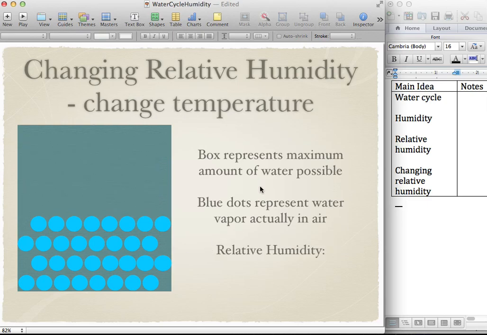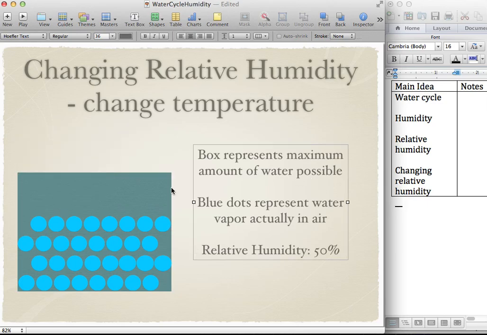Well, let's take a look at what happens if you change the temperature. Again, we'll go back to our original starting position. Box represents the maximum amount of water possible. Blue dots represent water vapor actually in the air. So right now, as a start, my relative humidity is 50%. Let's say my air cools off. It gets colder. Based on what we talked about earlier, that means it holds less water vapor. Since the box represents the maximum amount of water possible, if I can hold less water vapor, my box will have to get smaller.